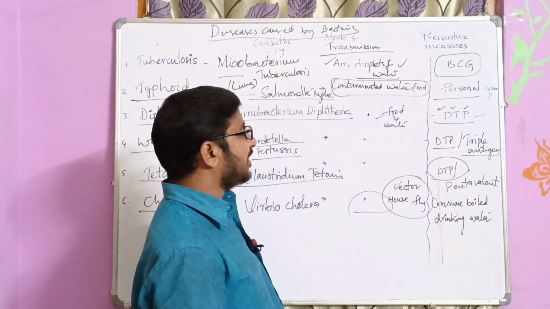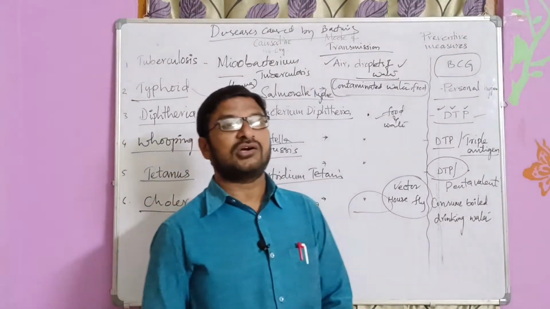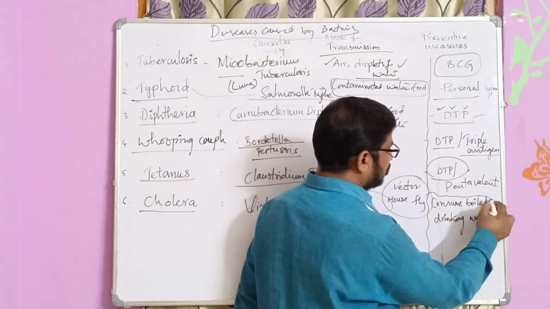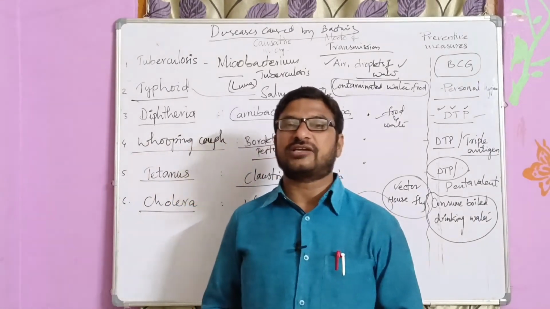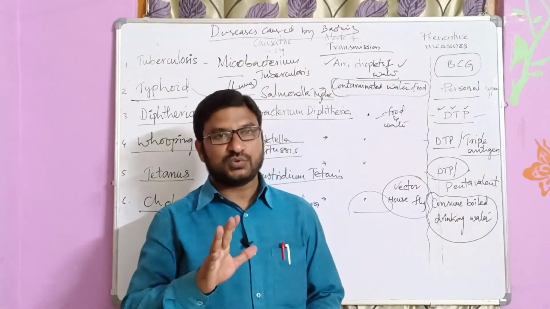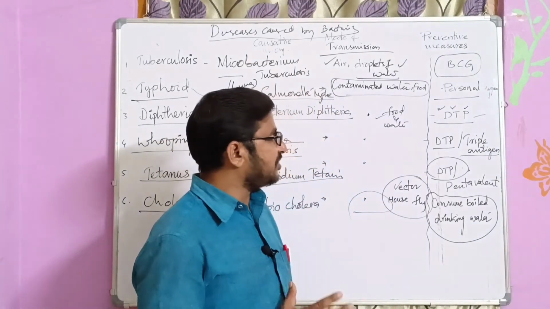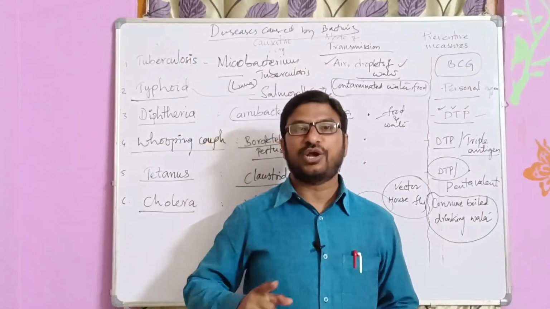Another thing is to prevent cholera. The main way is to consume boiled drinking water. Especially since it transmits through water, it is a waterborne disease, and the way of preventing it is to consume only boiled drinking water.